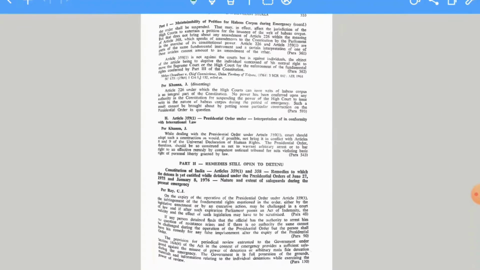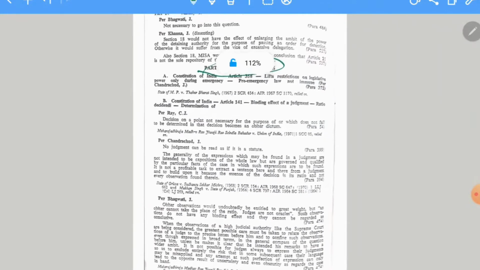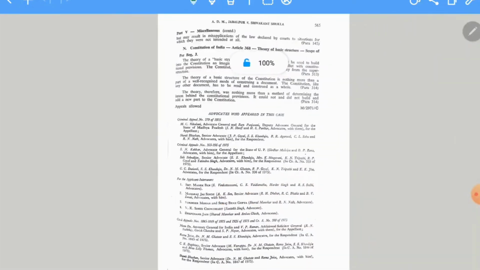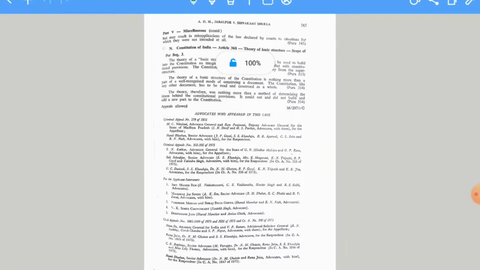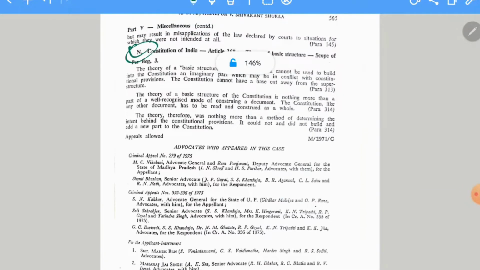Now this judgment has more than 100 pages, so it has been divided part-wise. However, if you have a small judgment, then it would not have parts. After this, you can find some miscellaneous parts on the constitutional issues. So you can see A, B, C, D up to N. You can find the various issues which were involved in this case.